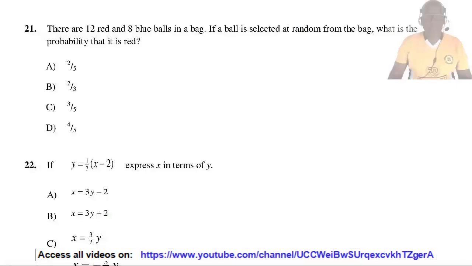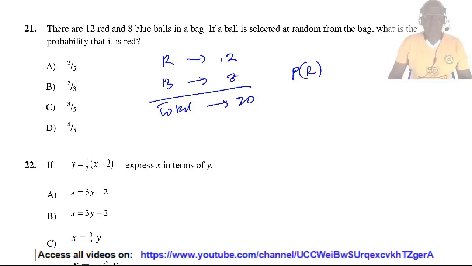Question 21. There are 12 red and 8 blue balls in the bag. If a ball is selected at random from the bag, what is the probability that it is red? The red balls are 12 and the blue balls are 8, so the total equals 20. Probability of selecting a red ball is equal to 12 divided by the total, which is 20. 4 goes here 3, 4 goes here 5, so 3 over 5. So the answer is C.